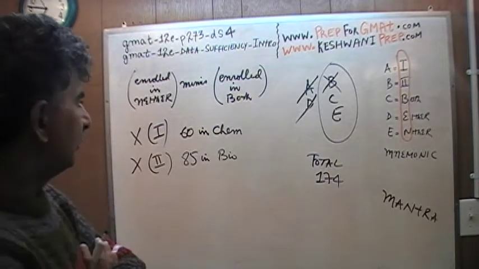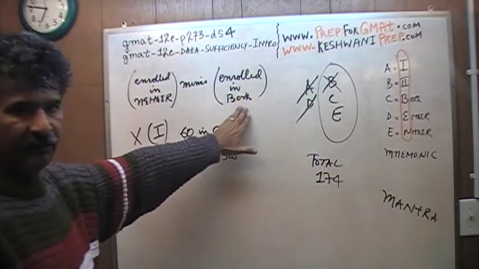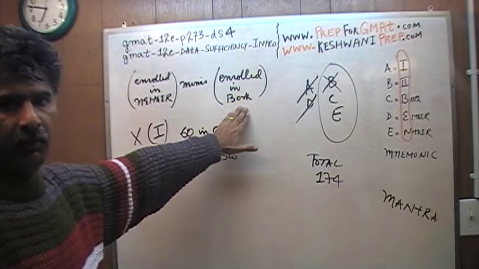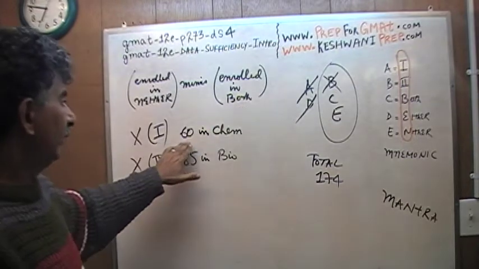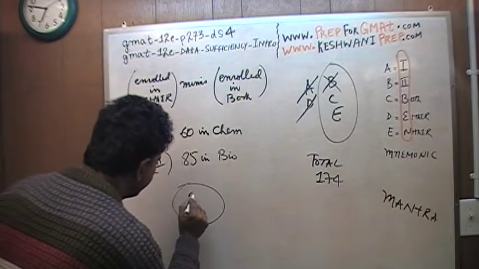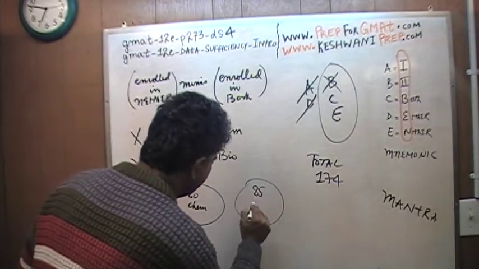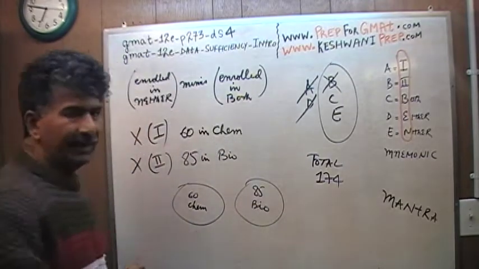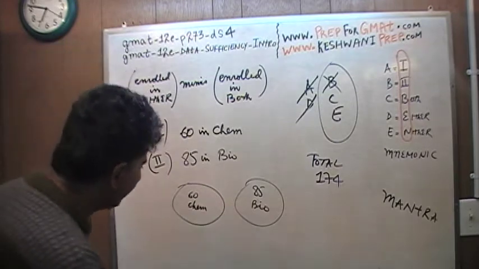But the question is, are you quick enough to tell me that if you were to put them together, does that answer this question? Do we know how many are enrolled in both? The answer is no. Simply knowing that there are 60 in chemistry, and there are 85 in biology, does not tell me at all how many are in both. For that, I need to know the overlapping area.